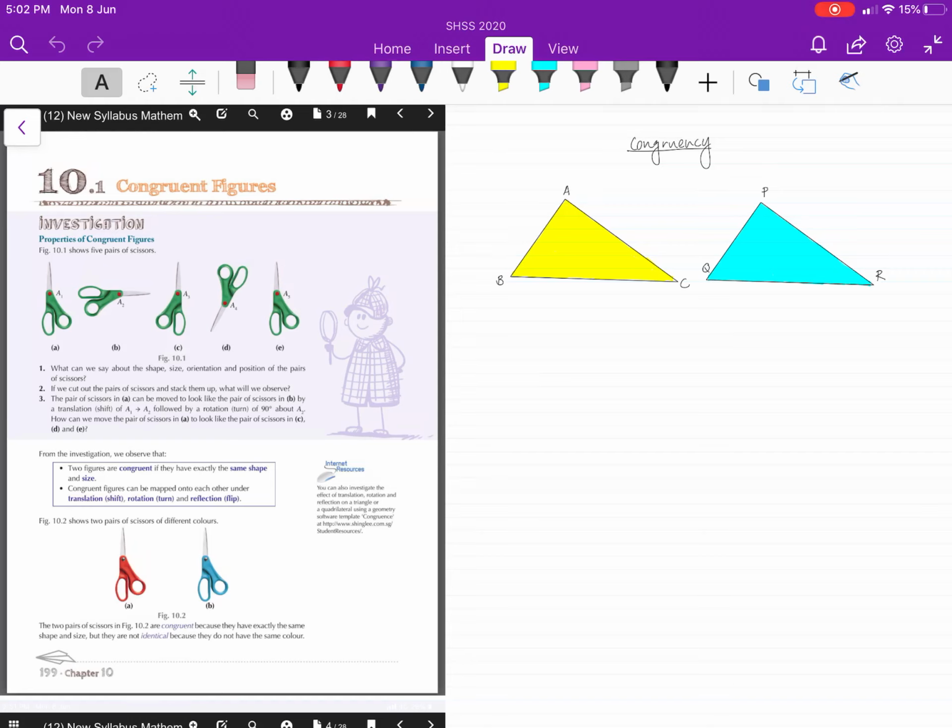Sec 2 NA, welcome to Congruency and Similarity. Now this is chapter 10 on your textbook page 199. Today in this video I'll be talking about congruency or congruent figures.